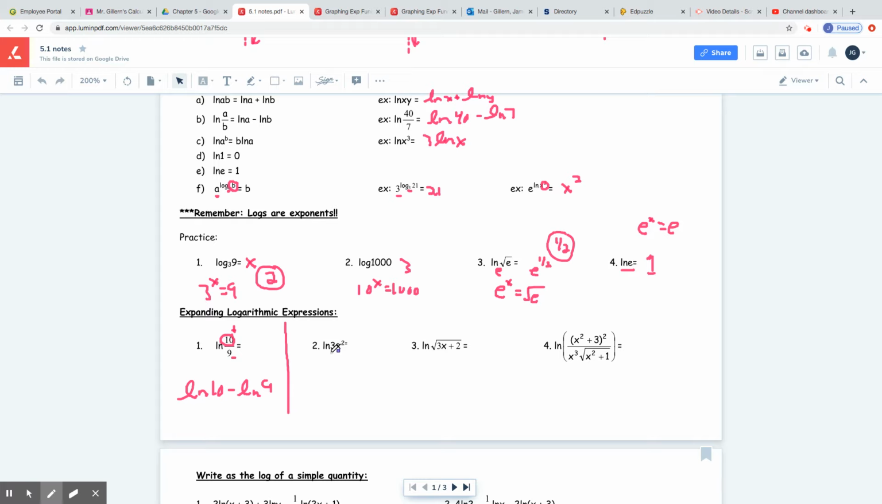Here, I have 3 and I have an x squared. They're being multiplied, 2 different terms, so it's 2 different natural logs. There's nothing on the bottom here, so there are no negatives. It'll be all positive. So I have the natural log of 3 plus the natural log of x squared, but the exponent is just going to go in front. So it's 2 ln x.